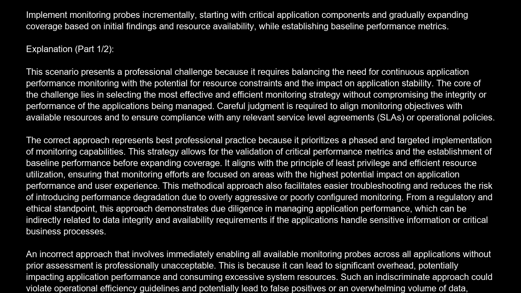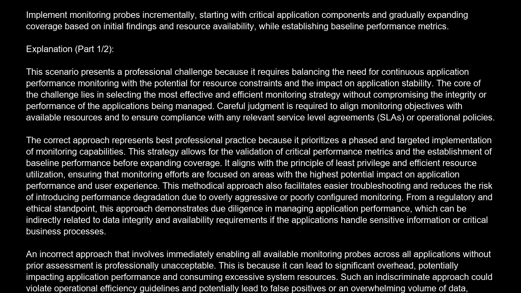This methodical approach also facilitates easier troubleshooting and reduces the risk of introducing performance degradation due to overly aggressive or poorly configured monitoring. From a regulatory and ethical standpoint, this approach demonstrates due diligence in managing application performance, which can be indirectly related to data integrity and availability requirements if the applications handle sensitive information or critical business processes.